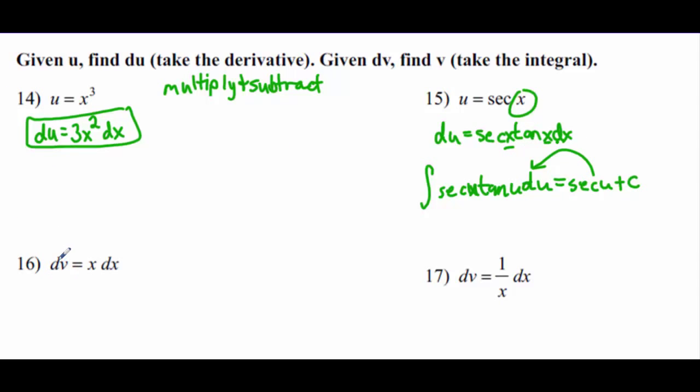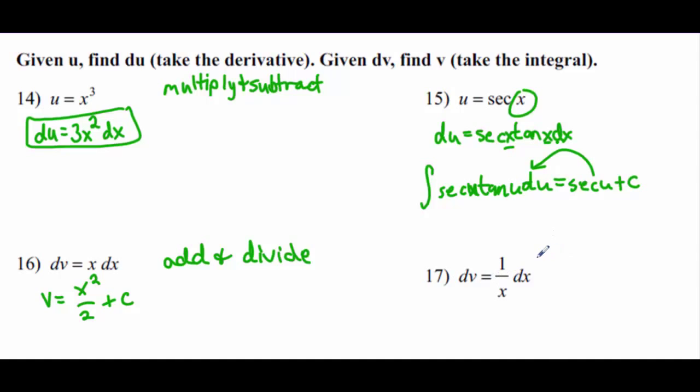Now here we have some integrals. Integrals, if we have an x or a number, is the power rule for integrals, which is the opposite of the power rule for derivatives. We're going to add 1 to our power and then divide. And so v would be x to the second power divided by 2. And since we took the integral, you could put plus c right there. Be a pretty good idea.